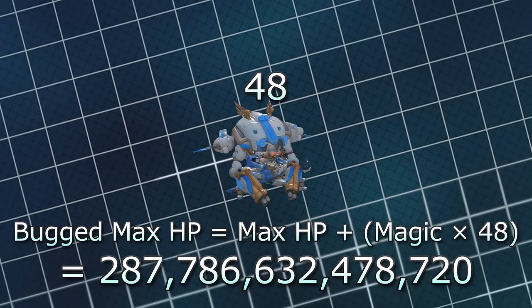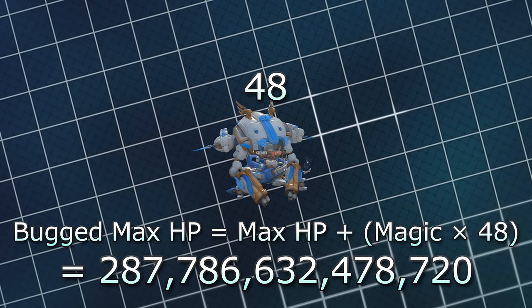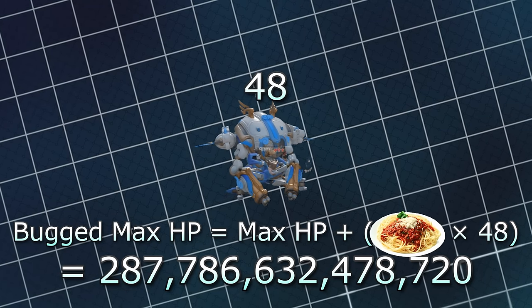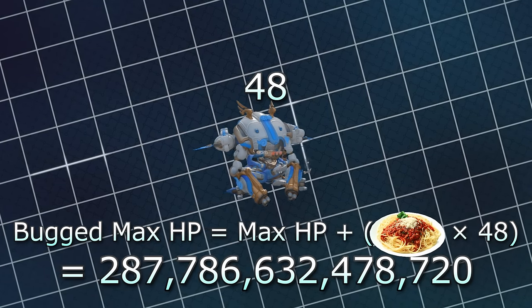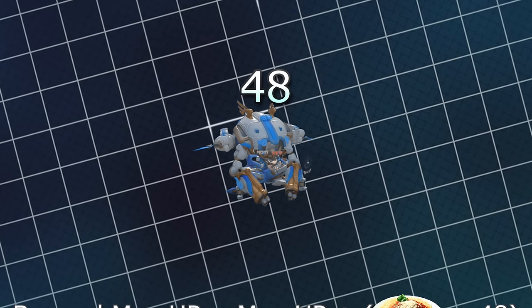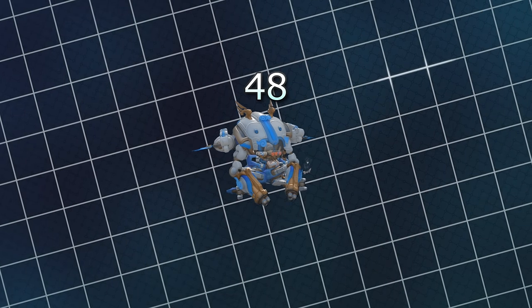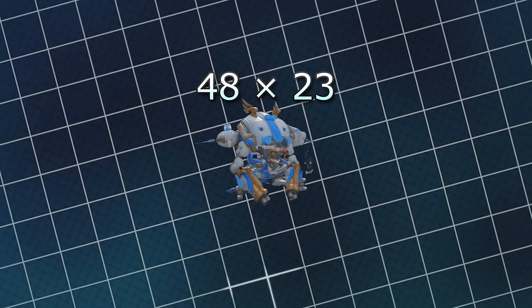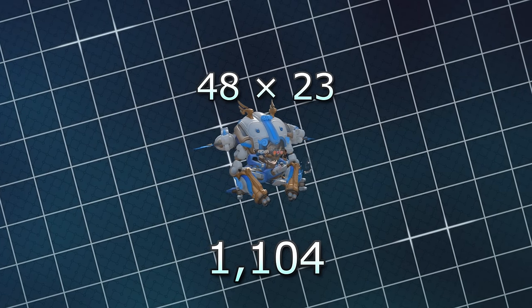I really wanted to explain how this magic part works, but ever since the numbers multiplied again somehow, it's just pure spaghetti for me. I don't know. Anyway, this number is where our problems come from. We need to give all 23 D.Vas this number, bringing the total to 1,104.